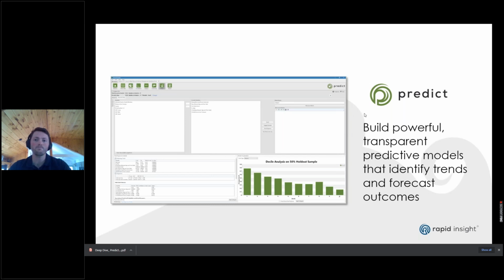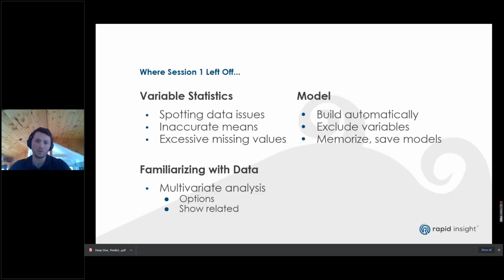In fact, we did that, and everyone who was with us last time was able to see that process. What we did was we walked through a data set that was focused on higher education in this case, but a good example for any industry.